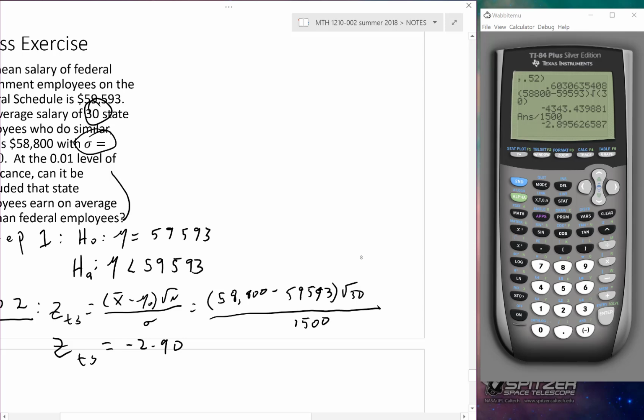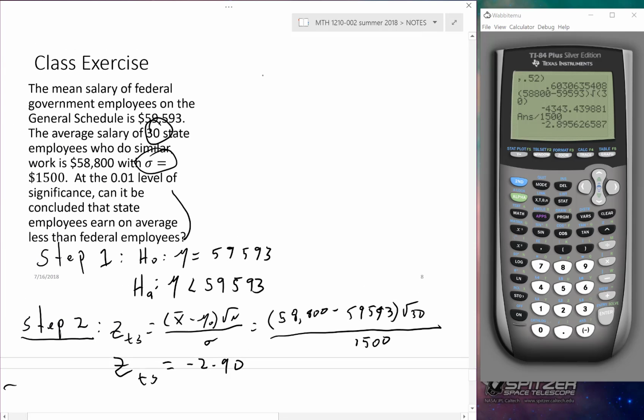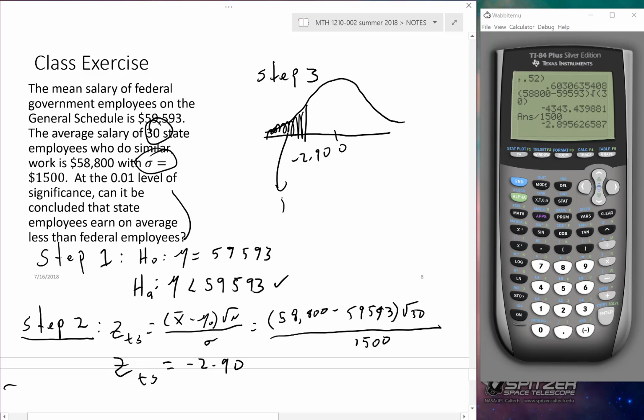So step 3 here is to compute the p-value. So we can sketch a standard normal distribution, and note that the type of test is determined by the alternative. So we have a left-tailed test, so negative 2.90. So we will shade this region, and let's just note that this is our p-value.